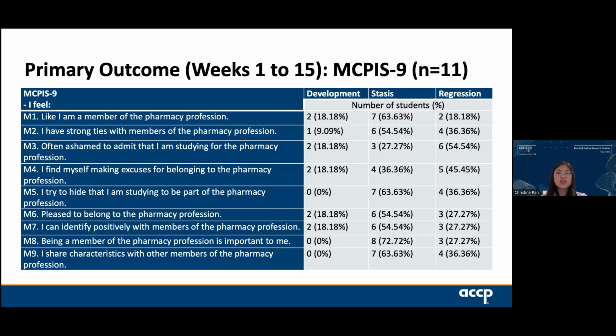There are no statistically significant results for either survey between weeks 1 to 8 and 8 to 15 for these 11 students. But when we look at the descriptive statistics for these 11 students for the Macleod survey, we can see that from weeks 1 to 15, most of the questions did not see a change in answers. And actually 2 of these questions, 3 and 4, showed professional identity regression as the majority response.